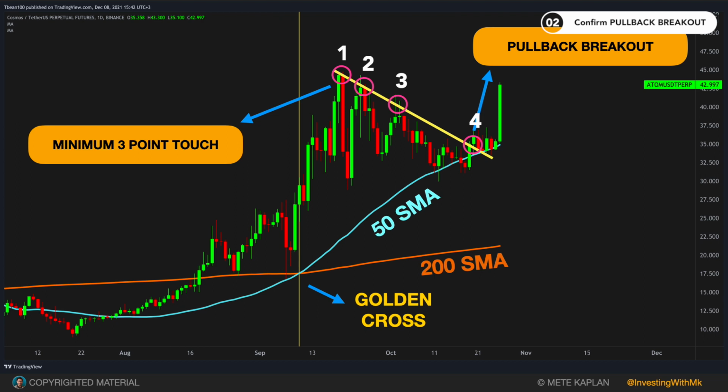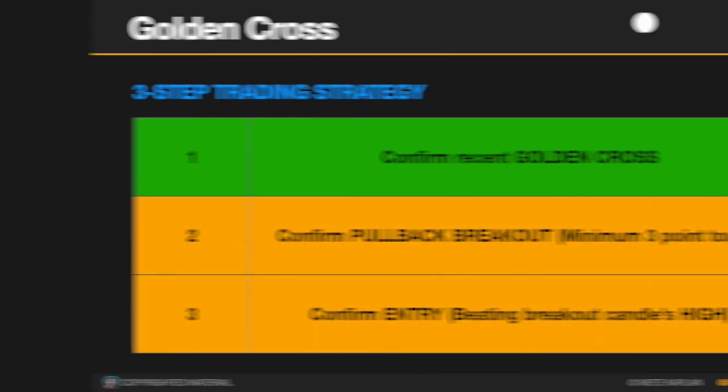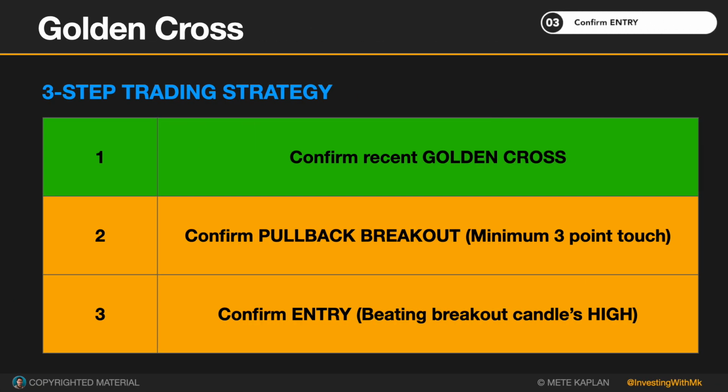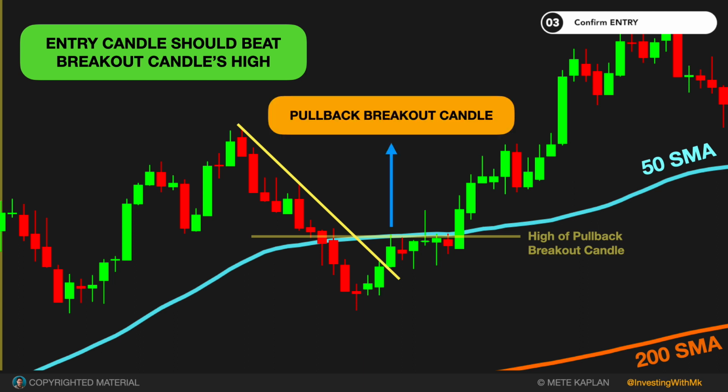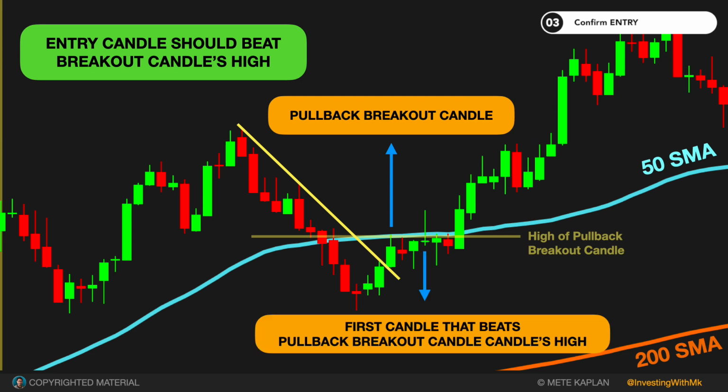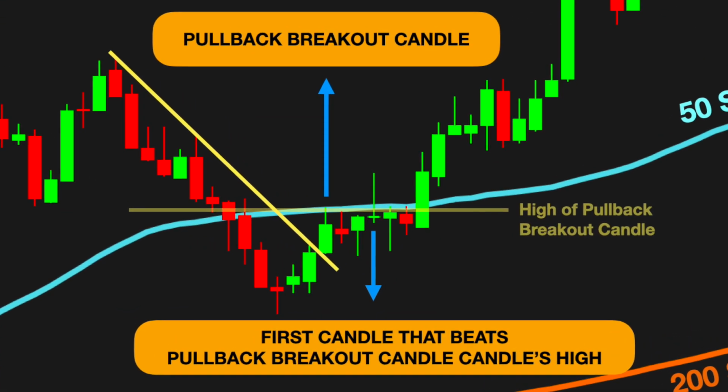Now let's learn the confirming entries. Step 3: Confirm entries. Now confirming entries is even simpler than step 1 and 2. I zoomed out the chart for this step so you can easily see it. After the pullback breakout candle, I'm waiting for the next candle which beats the high of our breakout candle. As you can see on the chart, it's very simple. Just beat the high of the breakout candle.